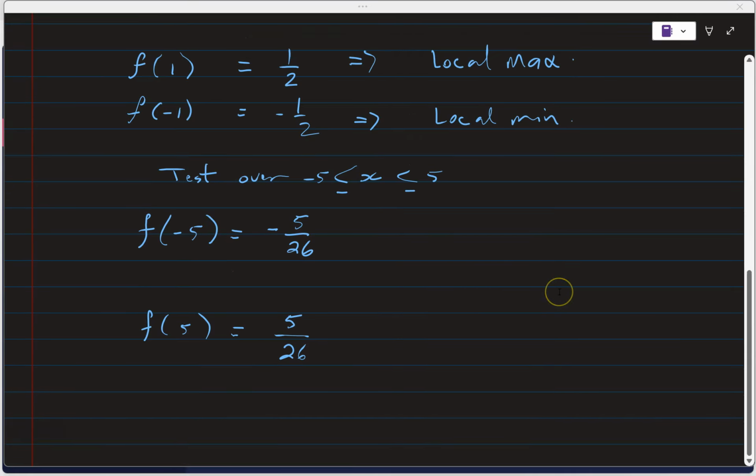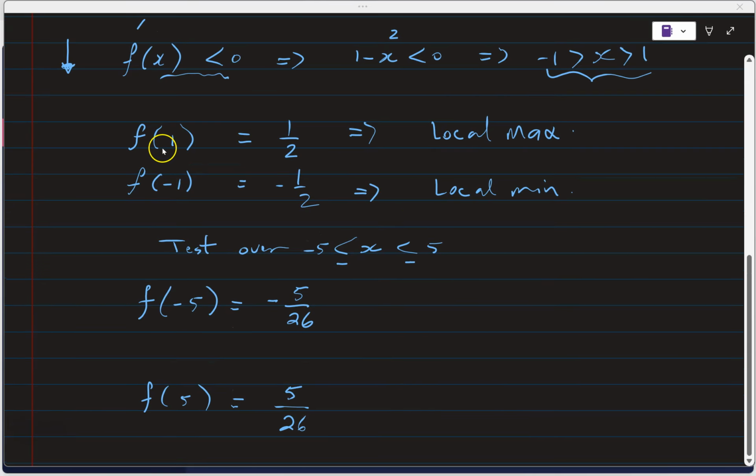Now look at these values of 1/2, 1 and -1, where we have the critical points, and look at the end interval -5 and 5, where 1 and -1 fall between the two ends of the interval. And notice that the value of the function, f of 1 equal to 1/2 and f of -1 equal to -1/2, these two, 1/2 is larger than 5/26, and f of -1, which is -1/2, is smaller than -5/26.